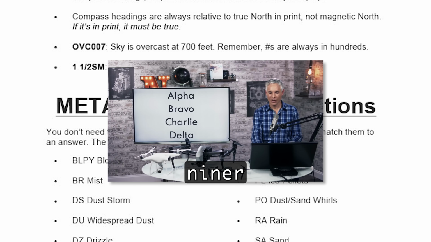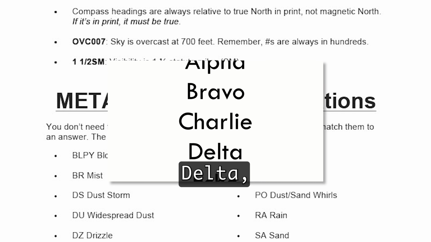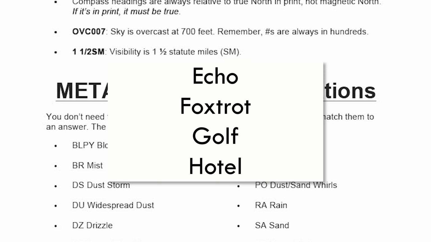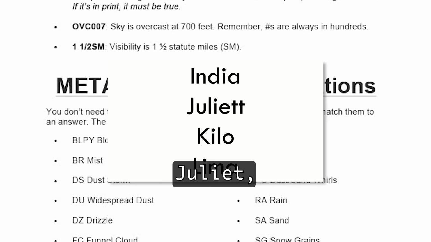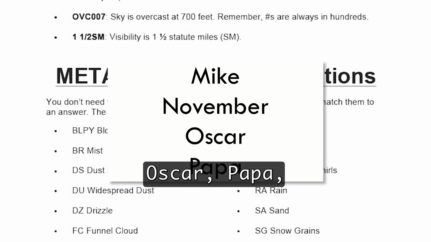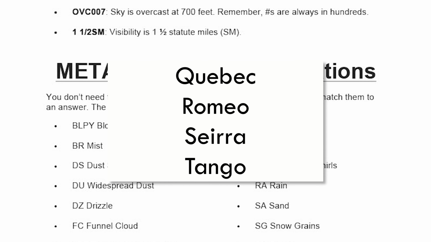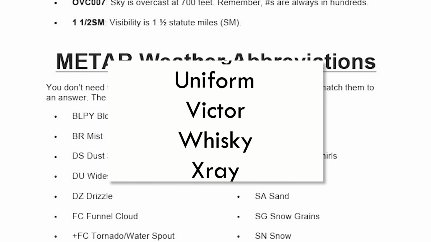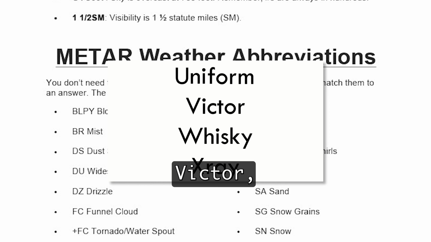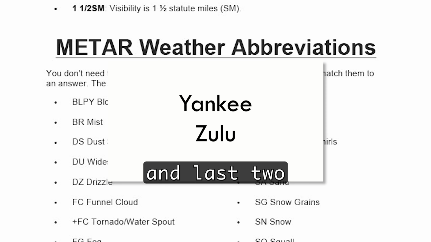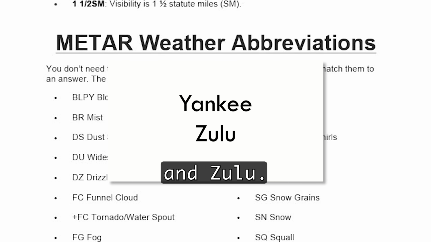Remember Niner. Alpha, Bravo, Charlie, Delta, Echo, Foxtrot, Golf, Hotel, India, Juliet, Kilo, Lima, Mike, November, Oscar, Papa, Quebec, Romeo, Sierra, Tango, Uniform, Victor, Whiskey, X-Ray. And the last two, Yankee and Zulu.